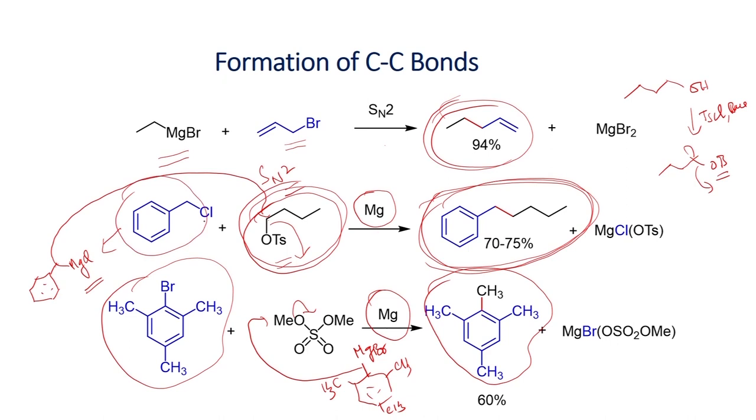You can convert one of them into the corresponding Grignard reagent, then you can do a substitution reaction, and you will be able to generate this one. The next one involves the reaction with magnesium, you make the Grignard reagent, then it can undergo substitution reaction, and you can get this tetramethyl benzene as the product.